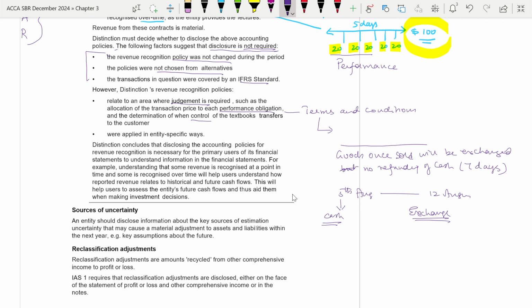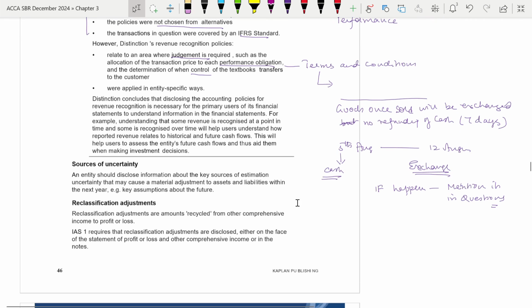So if there is a refund, they have to recognize the revenue after passing 7 days, right? After passing 7 days. But that will not happen. If it happens, again I will say, they will definitely mention it in the question. Everything will be clear, what the terms and conditions are. I will give you the things. I will make things more clear for you.